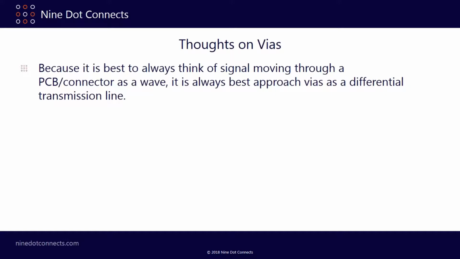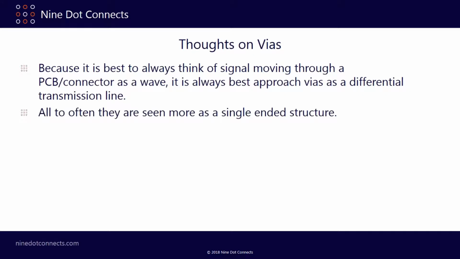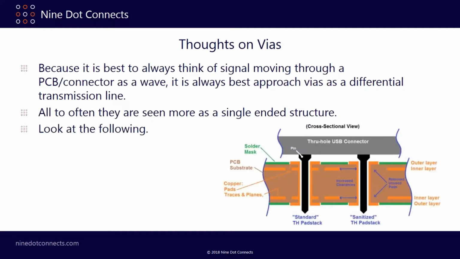Okay, so my thoughts on vias. Because it is the best way to always think of a signal moving through a PCB connector as a wave, it is always best to approach vias as a differential transmission line, even if it's single-ended. But all too often, people that are not really familiar with high-speed design see vias as strictly a single-ended structure. So let's look at the following.